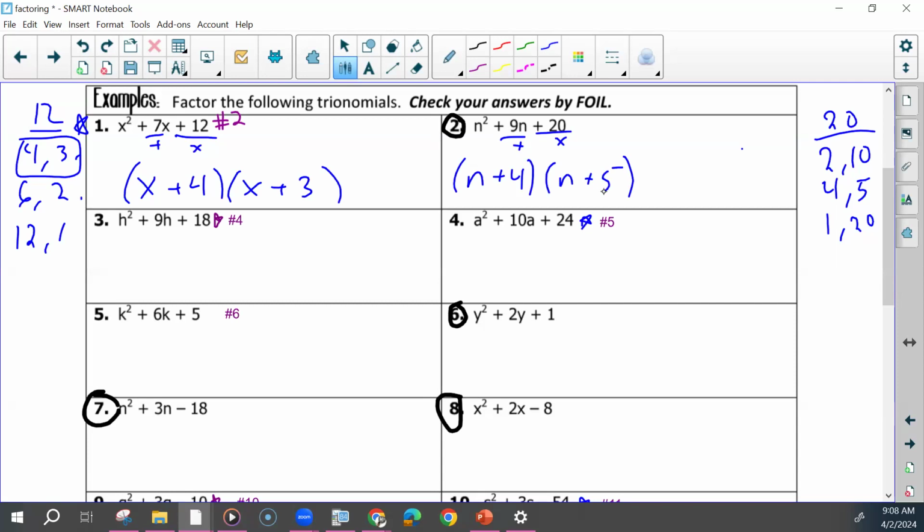Number 5. Two numbers that multiply to be 5. 1 and 5, it's prime. So that's it. When these two numbers are close together, like by 1, usually one of the factors is going to be 1. So then how would I write those two factors? Plus 1 and plus 5.